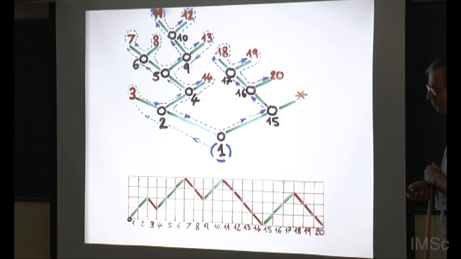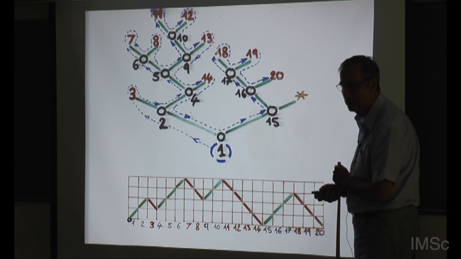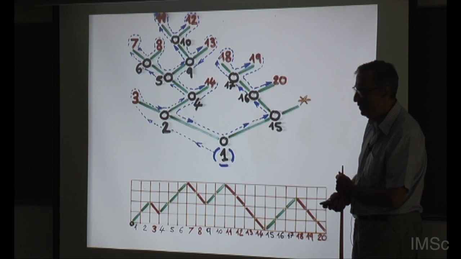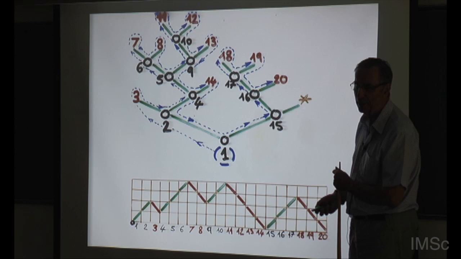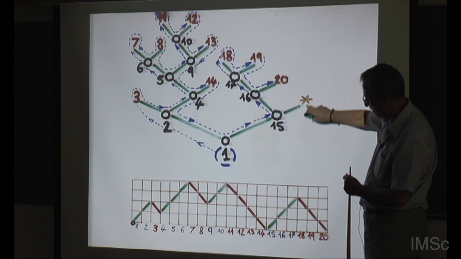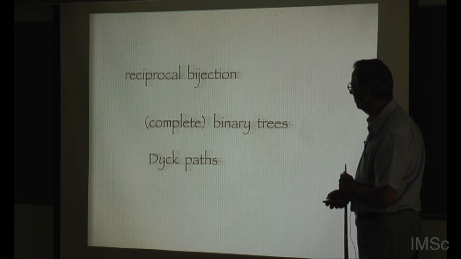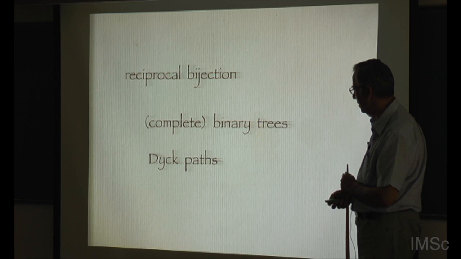So you see, you understand the bijection now. What we have done is we follow the binary tree in prefix order. Each time you reach an internal vertex, you go up. Each time you meet an external vertex, you go down. And at the end, the last one, you do nothing, or maybe you add an extra minus one at the end. So this is a reciprocal bijection between Dyck paths and complete binary trees.